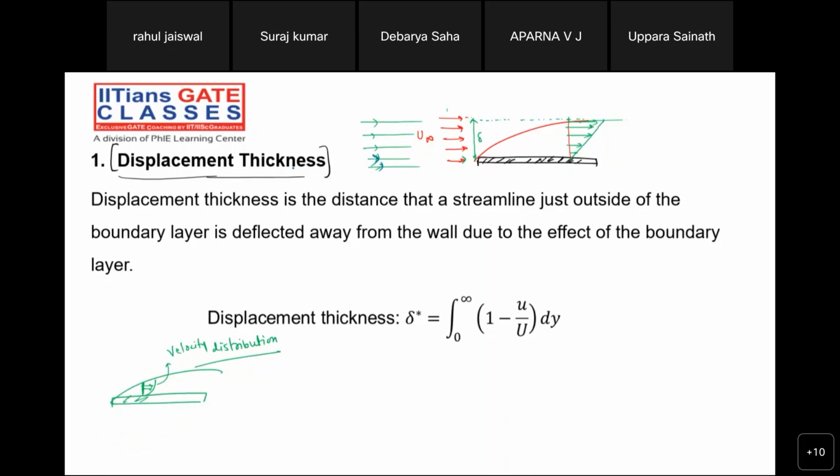The pattern of the streamlines will start shifting. And how the pattern will start shifting, that is a matter of concern. See, at this section, consider this to be outside the boundary, outside this flat plate, consider section 1, and consider this to be section 2. Now tell me, what is the mass flow rate at section 1?